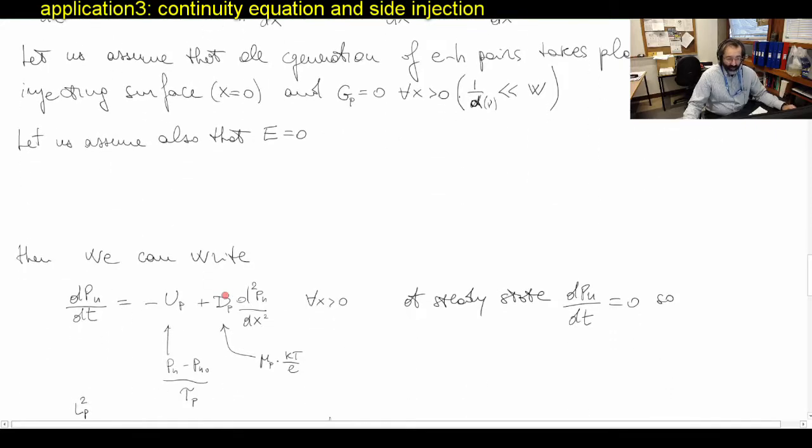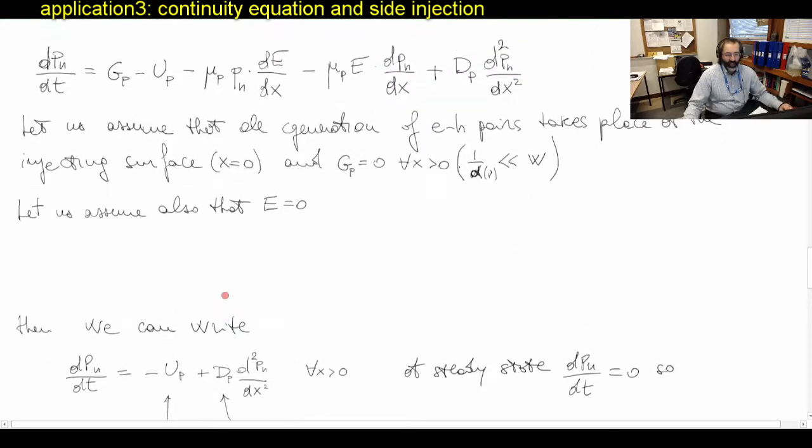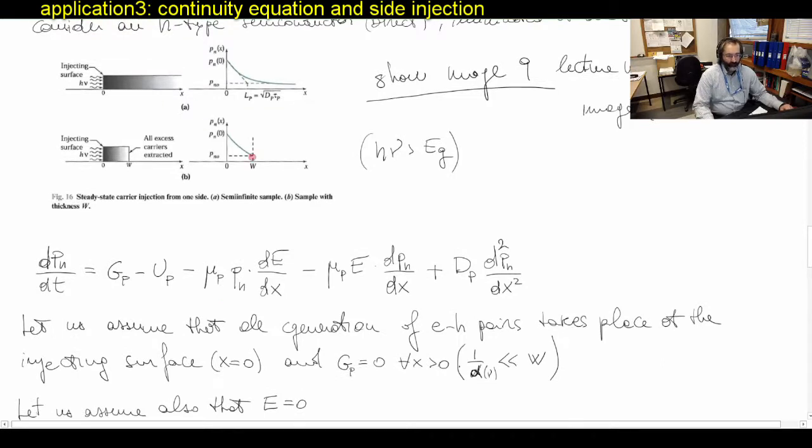But now the interesting thing is that this situation arises because we are working on the assumption that we are extracting the extra carriers at W. You remember, in the above situation, W would be here. As you can see, Pn at W in this case is not Pn0. It's just a bit more. So this means that to make this happen, we need to extract some carriers from the semiconductor. So we need to remove some carriers.